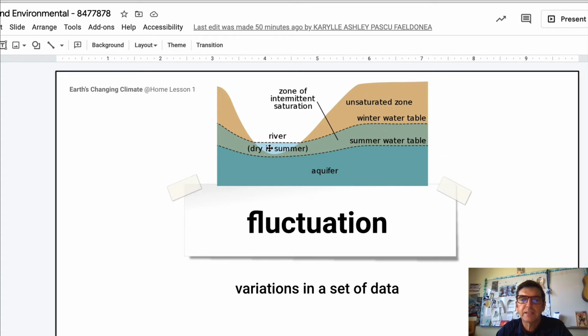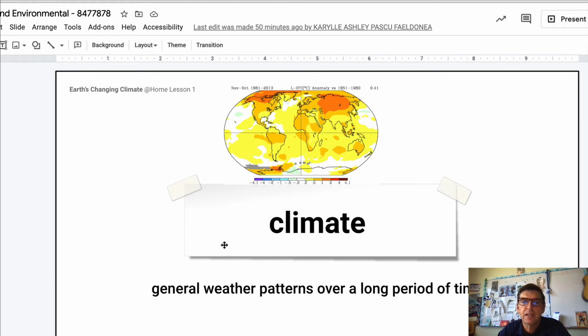It's dry in the summer. Unsaturated zone in the water. So it's dry in the summer. Here's the river. So the lines down here, dry, river in the winter. And this is the aquifer, which means water under the ground. So there's a fluctuation. It means it changes. Today's 80 degrees. Tomorrow's going to be 90. That's a fluctuation. Beautiful.